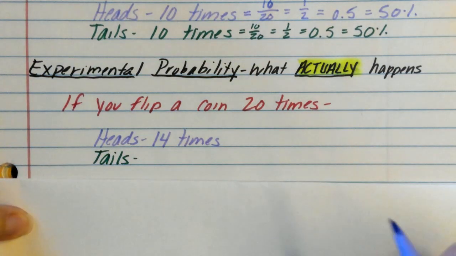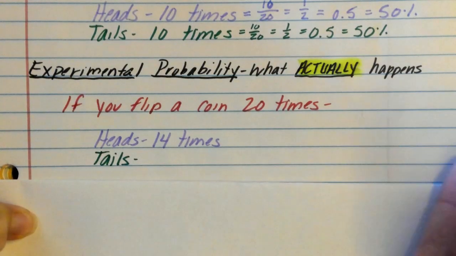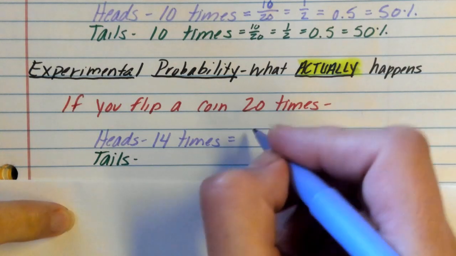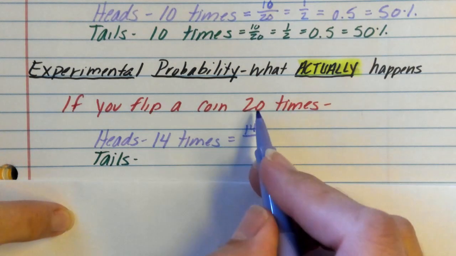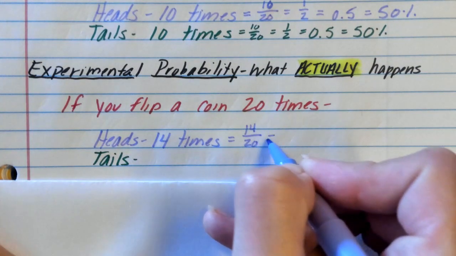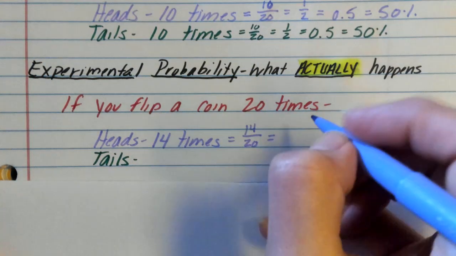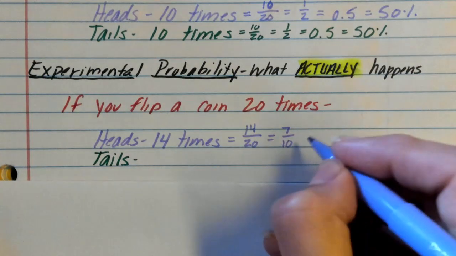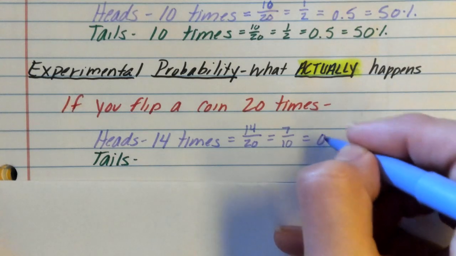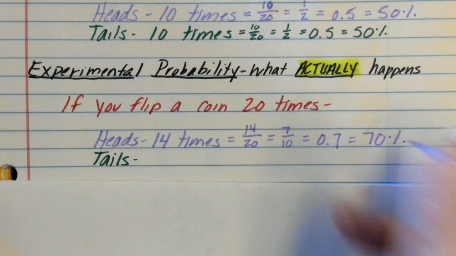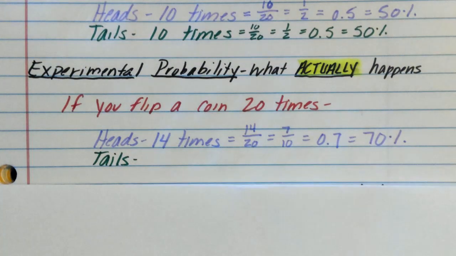So if I want to know the experimental probability of getting heads the next time around, all we need to do is take how many times we flipped heads, 14, over the total number of times, which is 20. This fraction will simplify down to 7/10. As a fraction, it would be 7/10. As a decimal, it would be 0.7. As a percentage, 70%. Then our tails, the only amount left over is going to be 6.